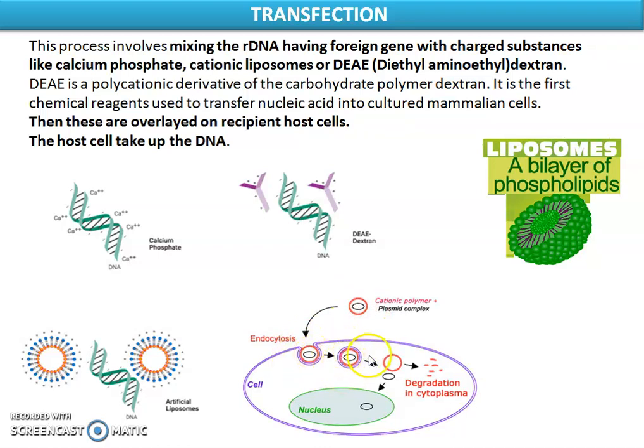Okay, in the cytoplasm, the vesicles as well as the liposome disintegrate, they degrade. So what is remaining? The DNA inside easily enters into the nuclear membrane. So this process is called transfection. So the cells are overlaid on the recipient host cell. That means recipient host cells are covered with these kind of molecules, any one method at a time, and the host cells take up the DNA.